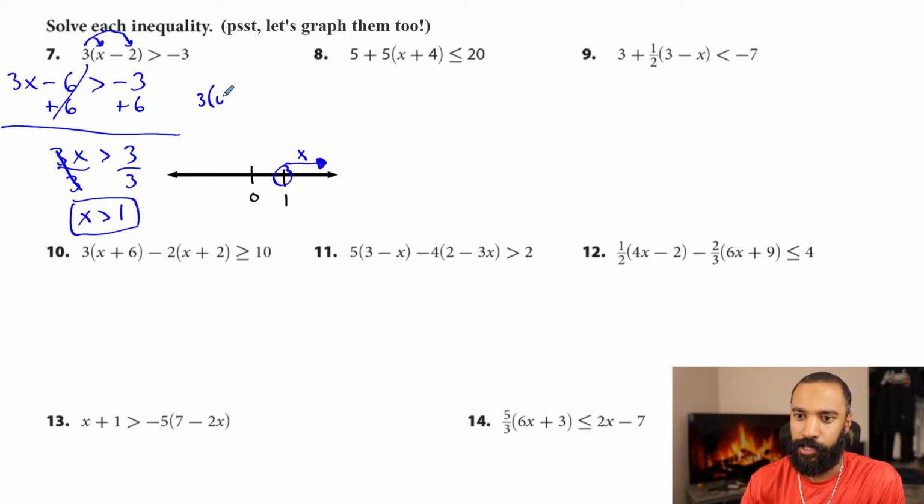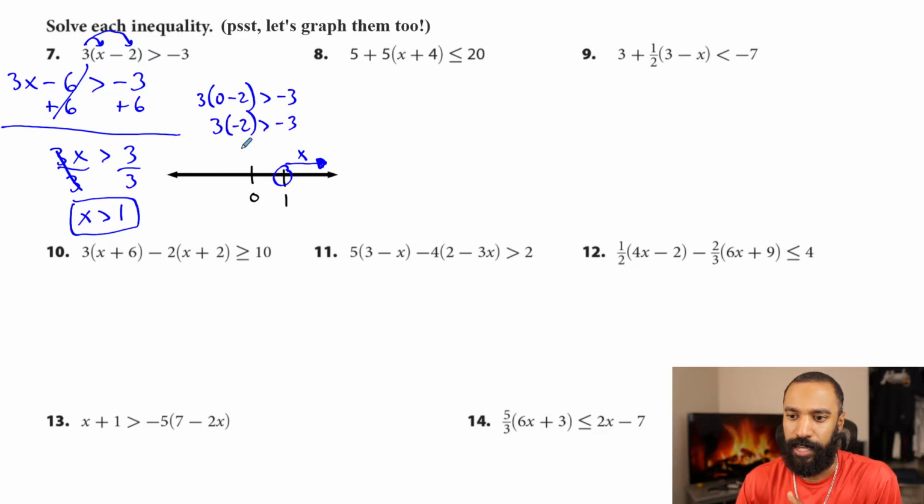Let's do 3 times 0 minus 2 is greater than negative 3. And you can see easy calculation. That's negative 2. And 3 times negative 2 is negative 6. Negative 6 is greater than negative 3. Is that true? No, just because the absolute value is bigger. Negative 6 is not bigger. Negative 6 is further to the left. No, that doesn't work. And that's a good thing. I didn't expect 0 to be a solution, and it wasn't a solution.